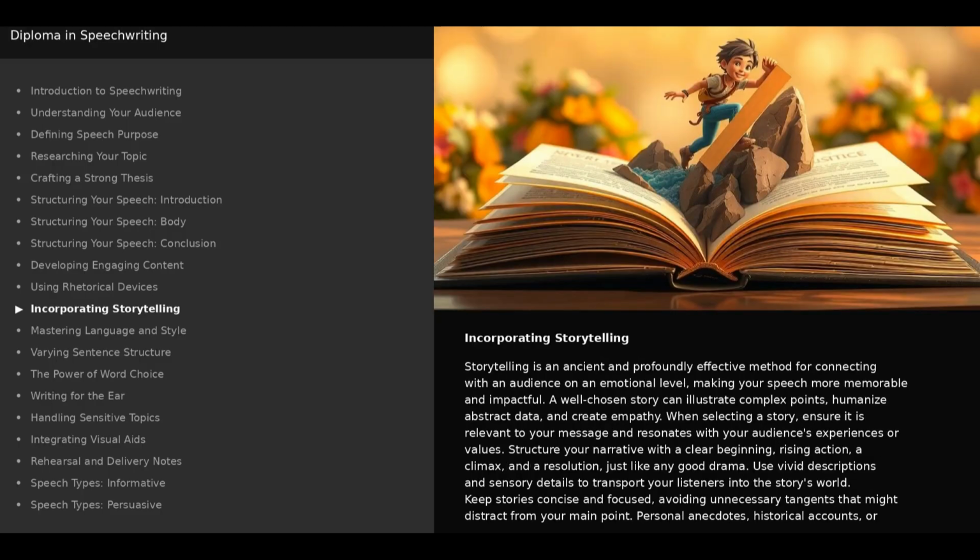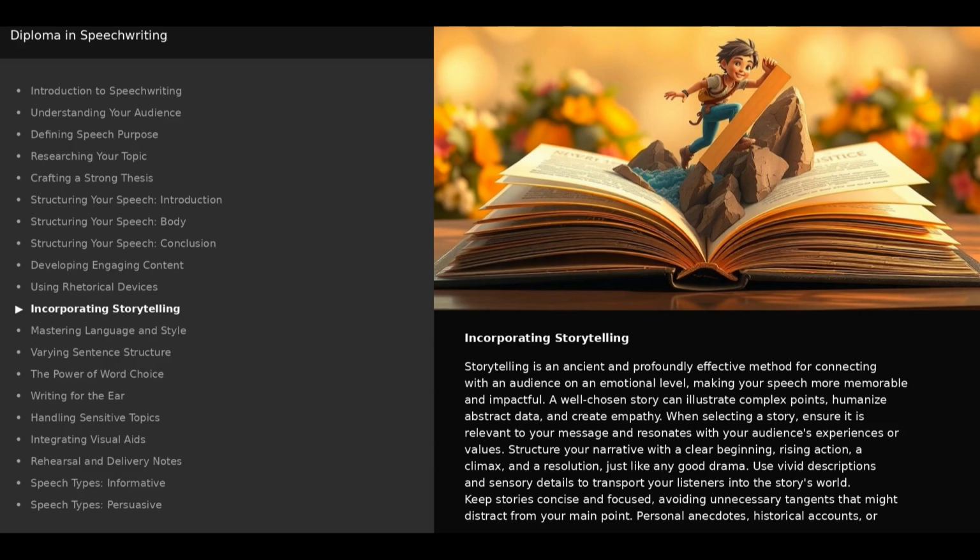Incorporating storytelling. Storytelling is an ancient and profoundly effective method for connecting with an audience on an emotional level, making your speech more memorable and impactful. A well-chosen story can illustrate complex points, humanize abstract data, and create empathy. When selecting a story, ensure it is relevant to your message and resonates with your audience's experiences or values.